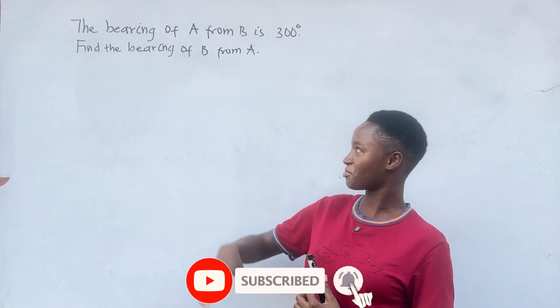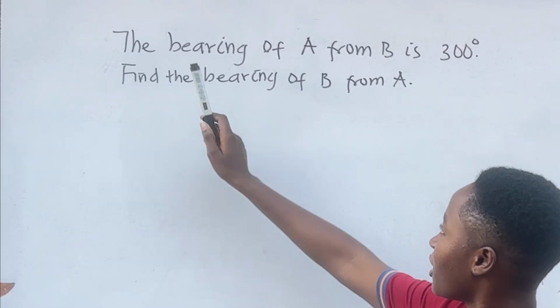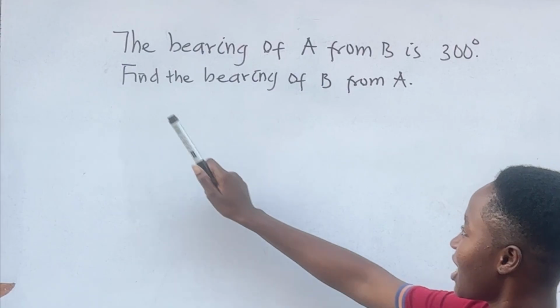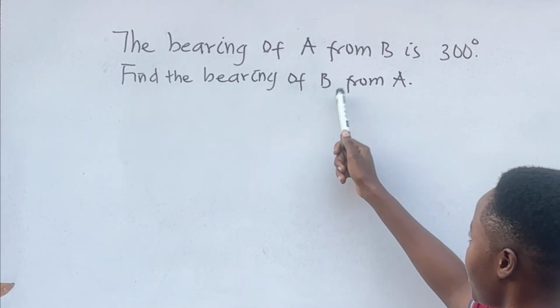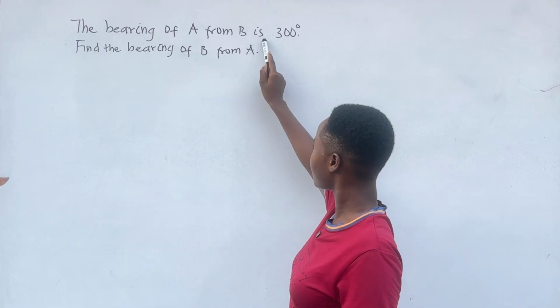So today we are going to be solving a question on bearing. The question says the bearing of A from B is 300 degrees. Find the bearing of B from A. The bearing of A from B is 300 degrees.